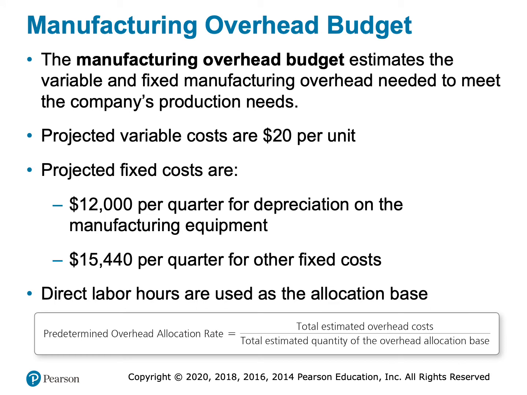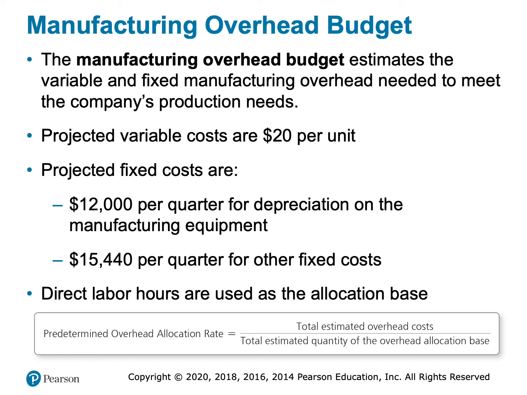Now, the last of the three product cost budgets is overhead. So we're going to do our manufacturing overhead budget. Now we're told that we have some fixed cost and some variable cost. Our fixed costs are $12,000 per quarter for the depreciation on the manufacturing equipment. And then we have $15,440 per quarter of other fixed cost. That's probably insurance, property taxes, maybe the factory supervisor's salary, all sorts of those other things. We've just combined them all together into one fixed cost number there.